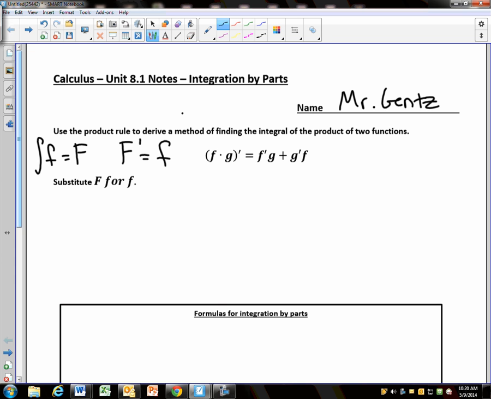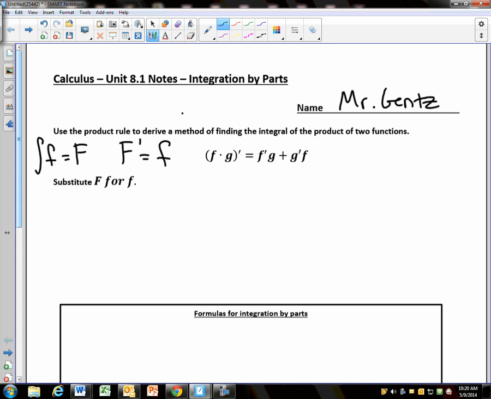And so what I want to do here is use the product rule to derive a method of finding the integral of the product of two functions. So if we've got the derivative of f times g equals f prime g plus g prime f, everybody agrees that's the product rule, right? I'm going to manipulate that so we've got a rule that we can use to find antiderivatives.